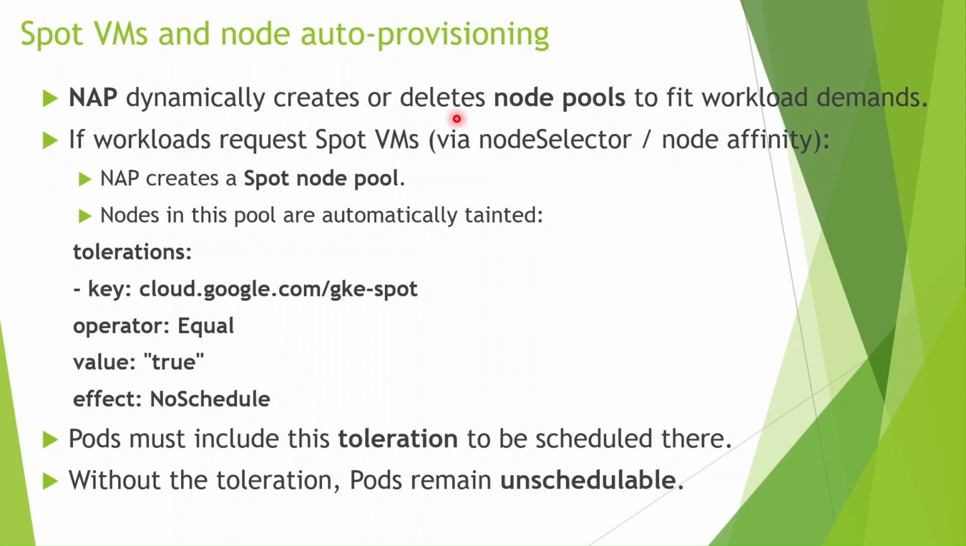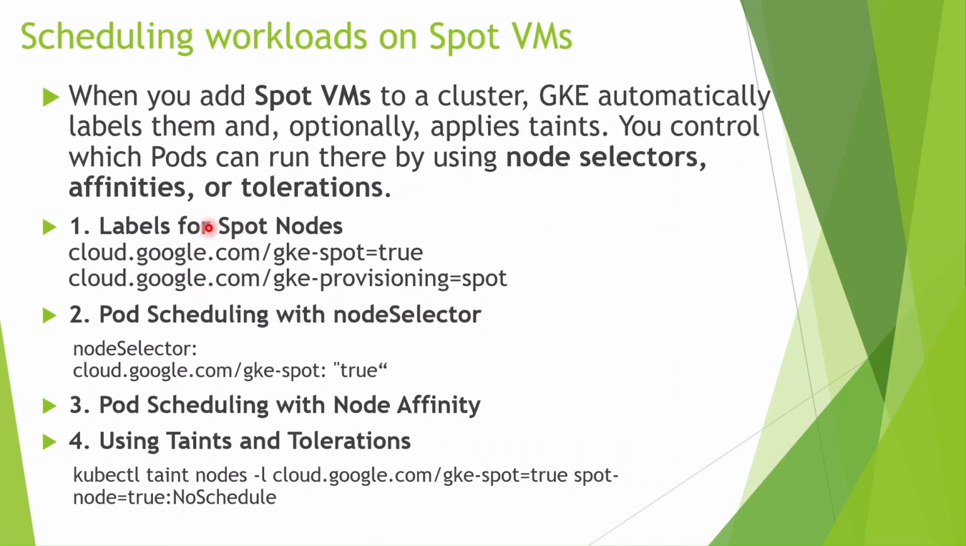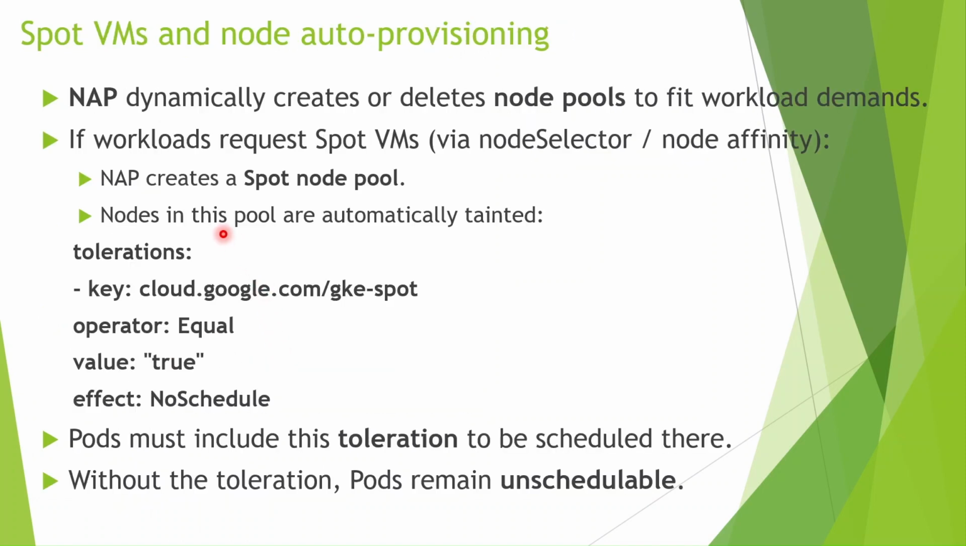We also have node auto provisioning. Basically, NAP dynamically creates or deletes node pools to fit your workload demands. So suppose your workloads request Spot VMs via node selector or node affinity. In node selector, you have defined I need a Spot VM. So what will happen? NAP creates a Spot VM node pool, and nodes in this node pool are automatically tainted with key cloud.google.com/gke-spot equals true and effect NoSchedule. So you have to tolerate this taint. Otherwise, if you don't tolerate it, you will not be able to schedule your pods. A pod must include this toleration to be scheduled there, and without the toleration, pods remain unschedulable. So we will see how to do this also, and how to tolerate all these.